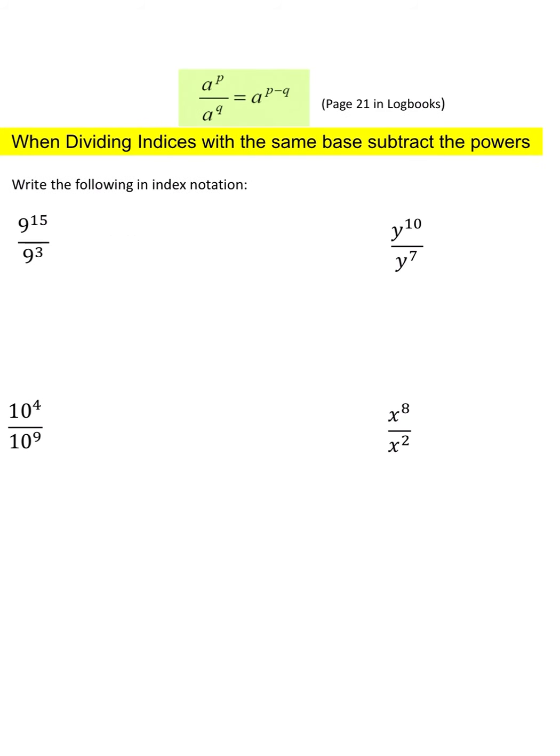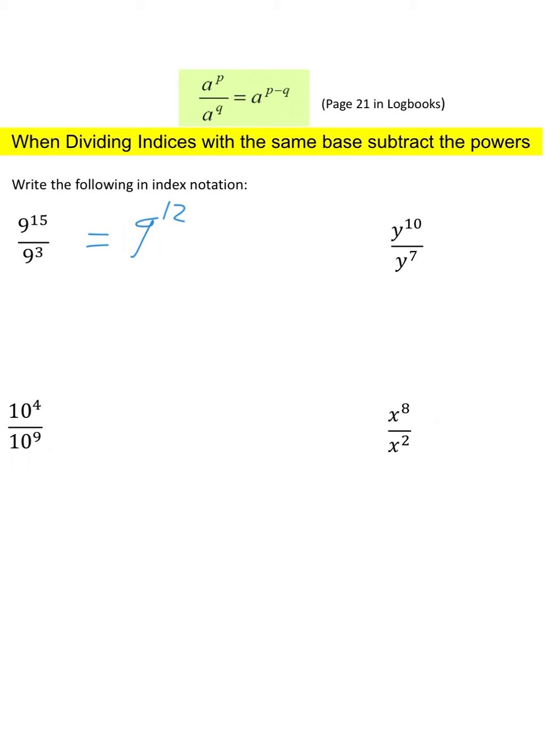The next rule then is dividing indices. And now when you're dividing indices with the same base, you simply subtract the powers. So the formula there is given in your logbooks. So a to the power of p divided by a to the power of q equals then a to the power of p minus q. So we subtract the powers. So if we look at the first one over here, so 9 to the power of 15 divided by 9 to the power of 3, let's subtract the powers, and that would be 9 to the power of 12, because I'm just doing 15 minus 3.